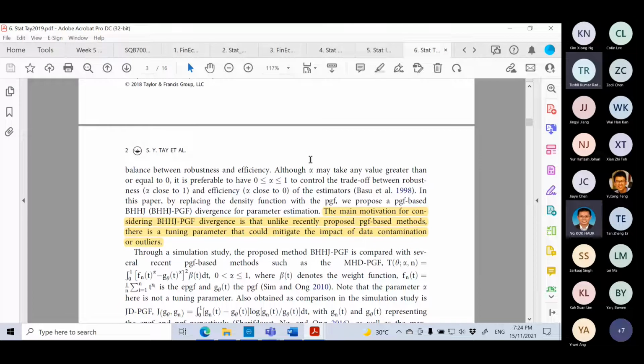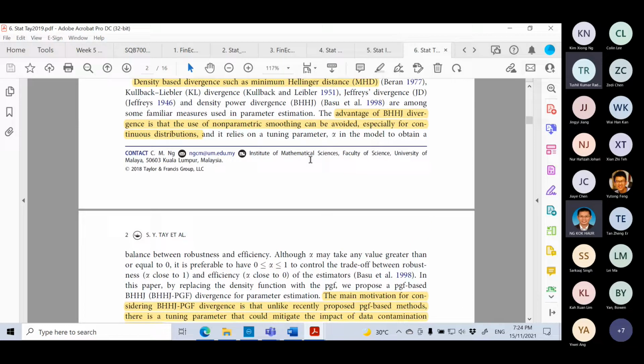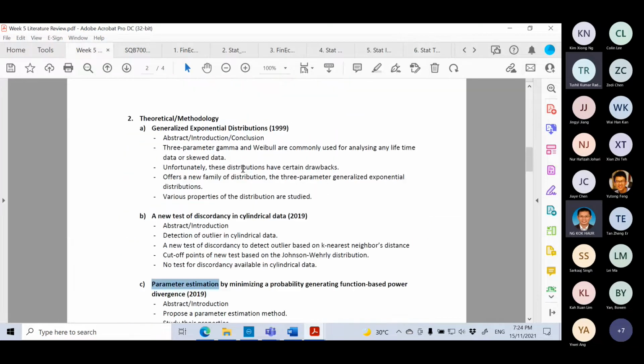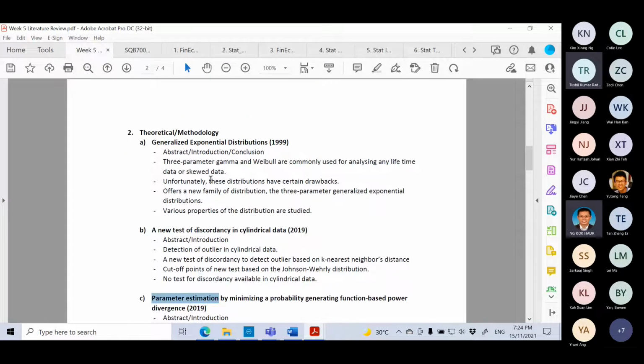So I showed you a few papers. It's all about theory and methodology here. In theory and methodology, the three papers here basically set out the theoretical framework and the methods, for statistics.